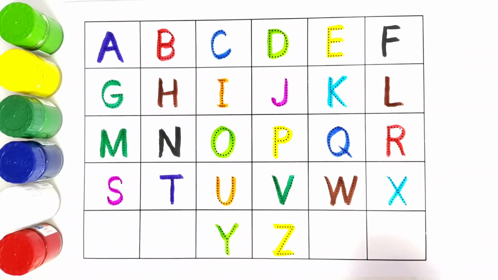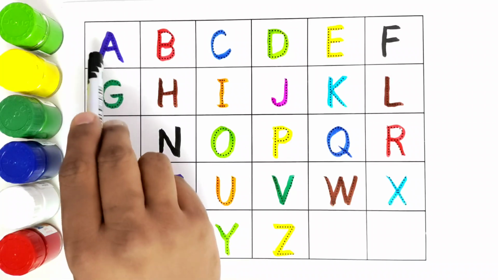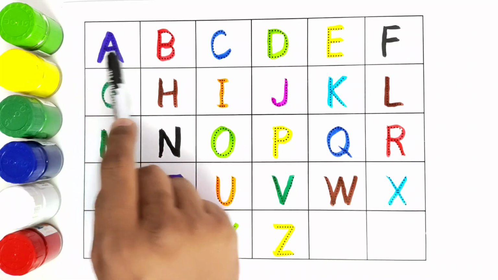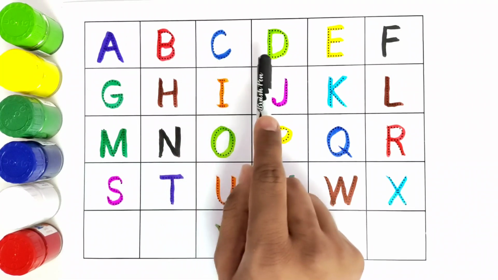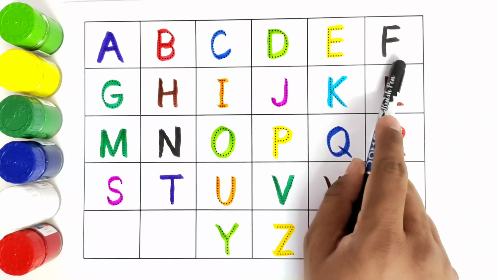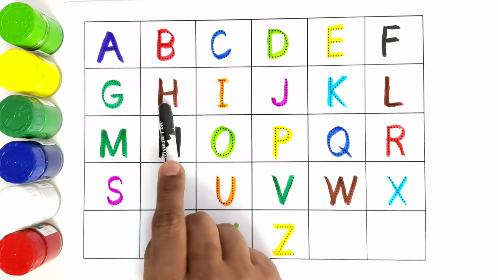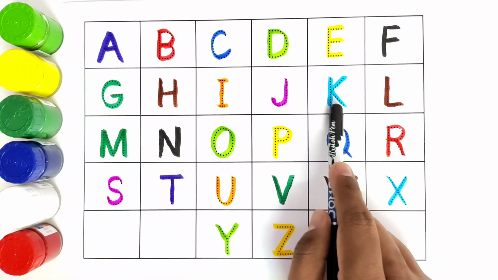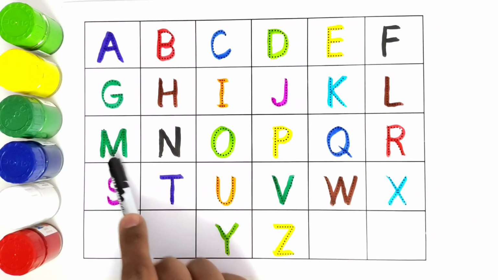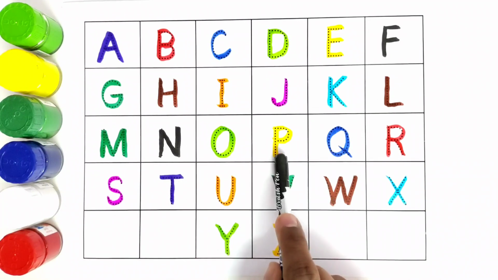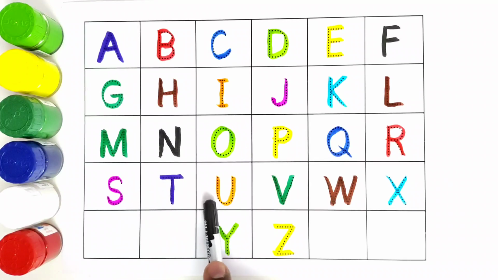So now kids, we will be starting to read all these alphabets: A, B, C, D, E, F, G, H, I, J, K, L, M, N, O, P, Q, R, S, T, U, V, W, X, Y, Z.